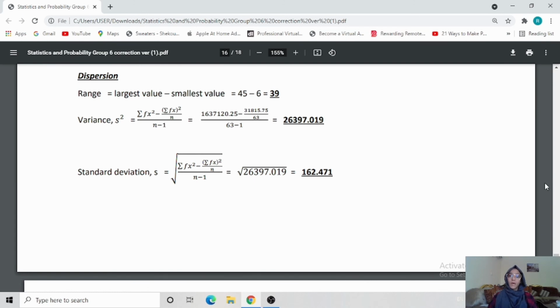1,637,120.25 minus 31,815.75 divided by 63 minus 1, equals 26,397.019. Next is standard deviation, and standard deviation is equal to the square root of variance, which is equal to root 26,397.019, equals 162.471.